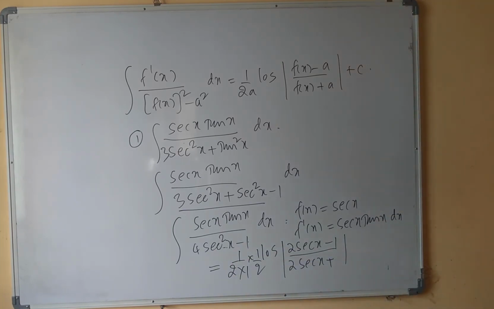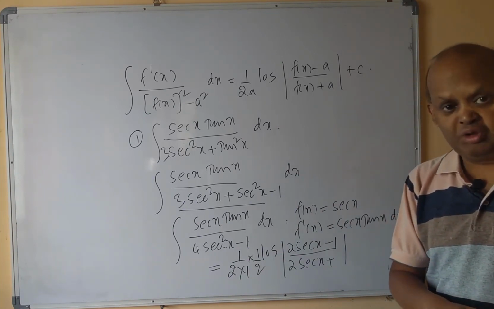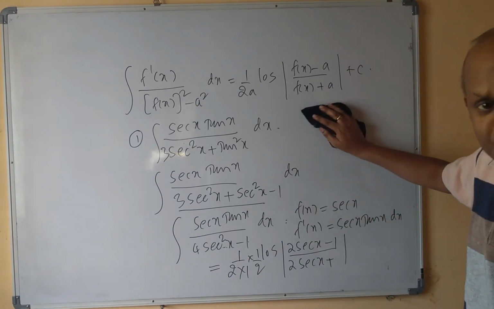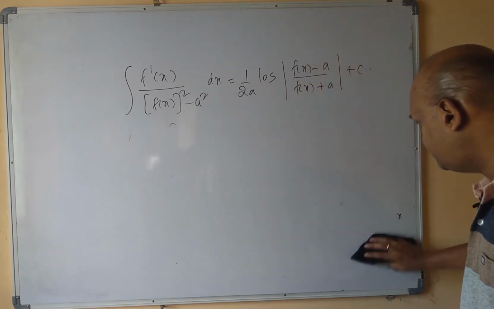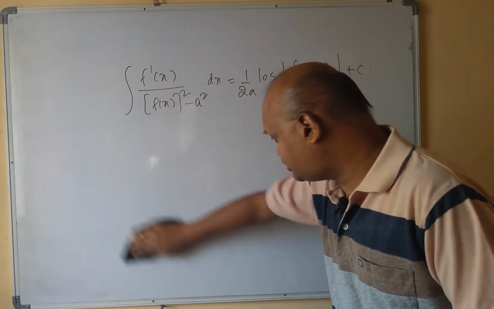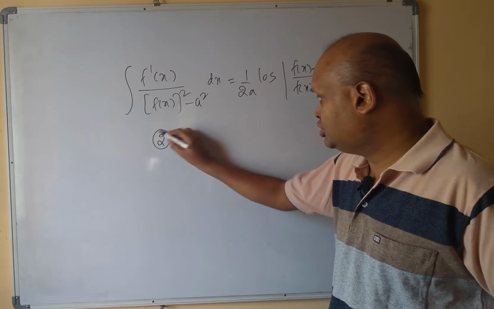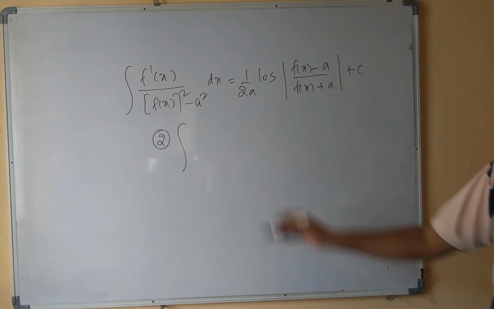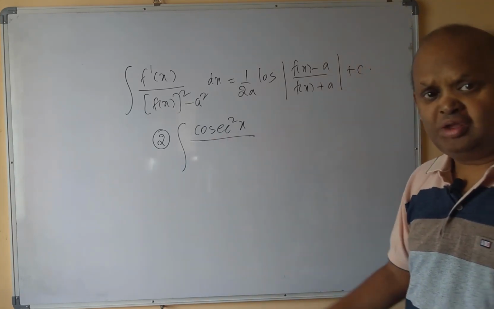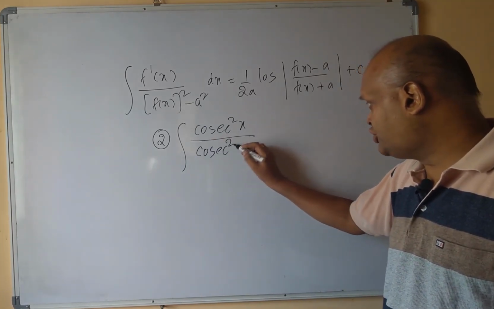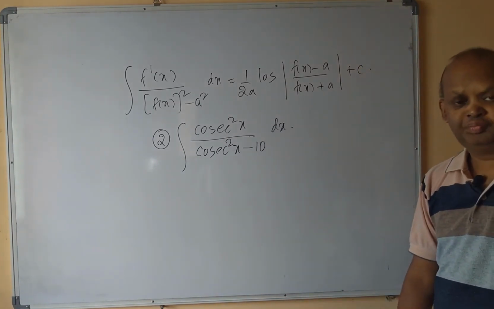So this is very quickly how we can elaborate the problem. Then I am going for the next discussion. Another 2, 3 problems I can quickly show you. Problem number 2 that I am going to discuss is cosec square x divided by cosec square x minus 10 dx.